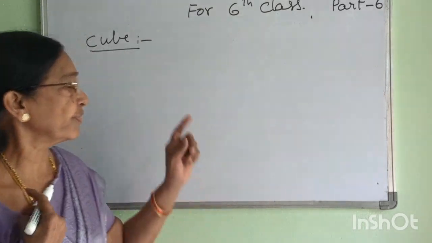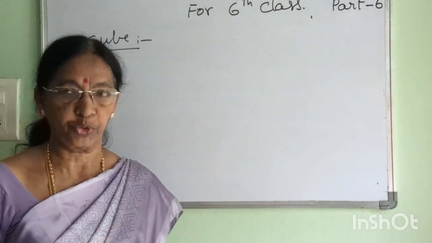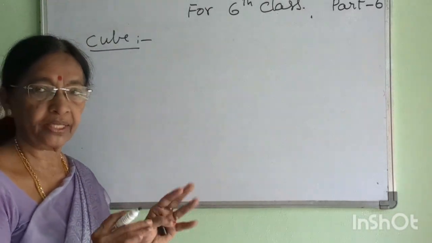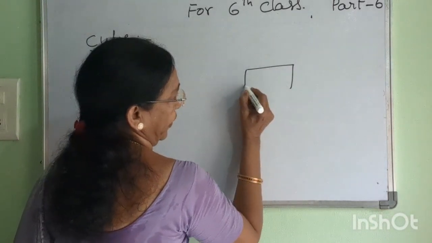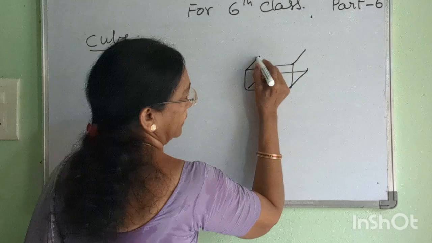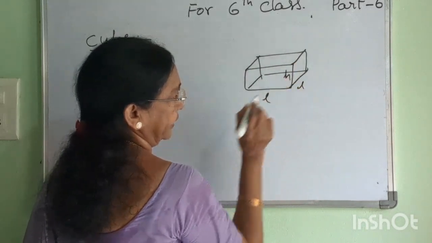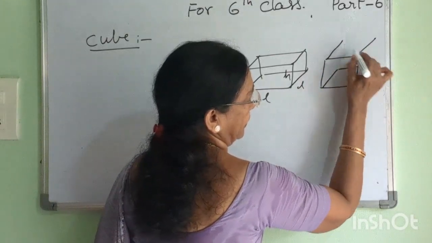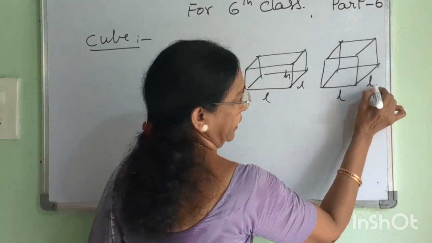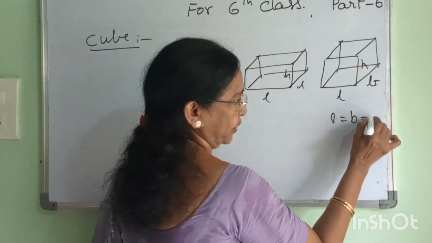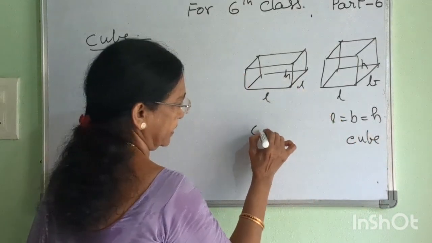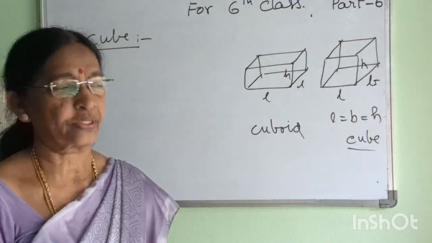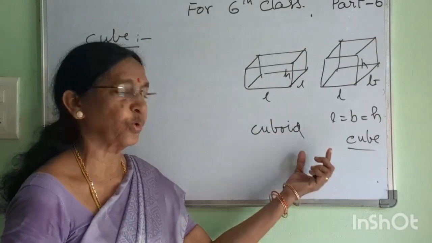Next, cube. If the length, breadth and height of a cuboid are equal, it becomes a cube. So in a cube, the length, breadth and height are equal. So this is the cuboid, where length, breadth and height are different, but this is the cube, where L is equal to B is equal to H. This is the cube and this is cuboid. So cube is also a cuboid where L is equal to B is equal to H. Therefore all the formulas hold good for this also.